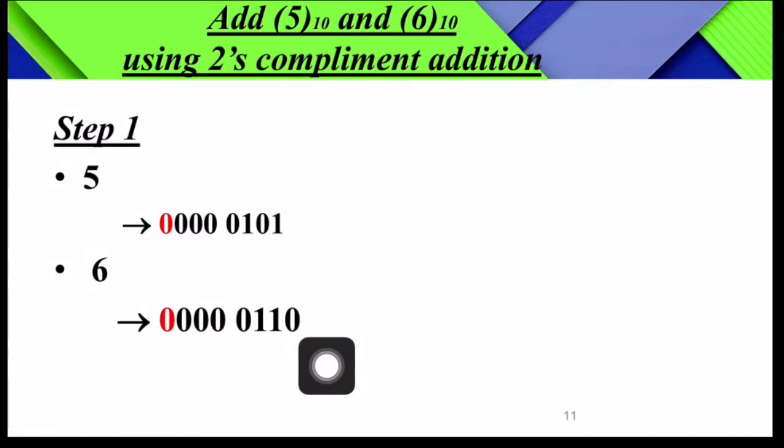Next, what we are supposed to do? We have to add these two numbers based on the basic laws of binary addition. That's what we are going to do next. So we add the 2's complement representation of 5 and that of 6 based on the basic laws of binary addition and get the result as 0001011. Since there is no carry generated out of the MSB, we don't need to bother about the third step.